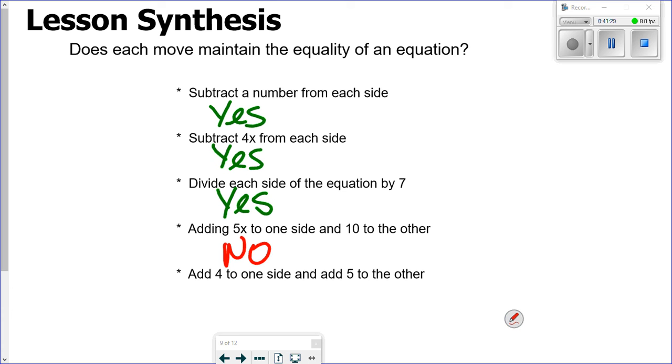The last one asks, are we allowed to add 4 to one side and add 5 to the other? Again, the answer is no, because adding 4 and adding 5 are not equivalent. We are not maintaining balance to our equation. They're resulting in two different numbers.